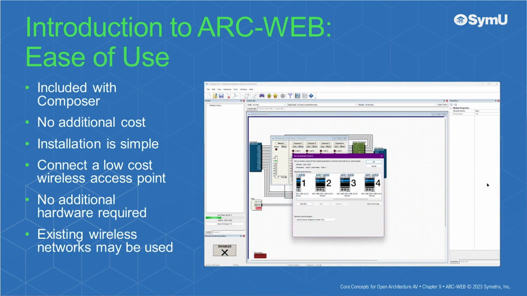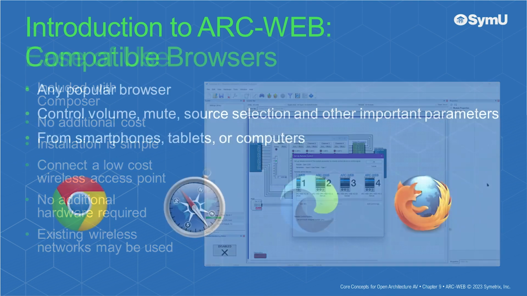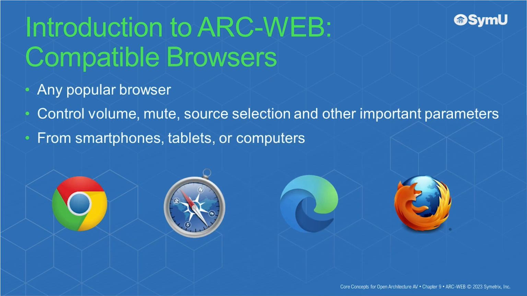ArcWeb is included with Composer at no additional cost. Installation is simple, and other than connecting a low-cost wireless access point to the Symetrix DSPs, no additional hardware is required. Existing wireless networks may be used as well. Any common browser can access ArcWeb and be used to control volume, mute, source selection, and other important parameters of a sound system from smartphones, tablets, or computers.